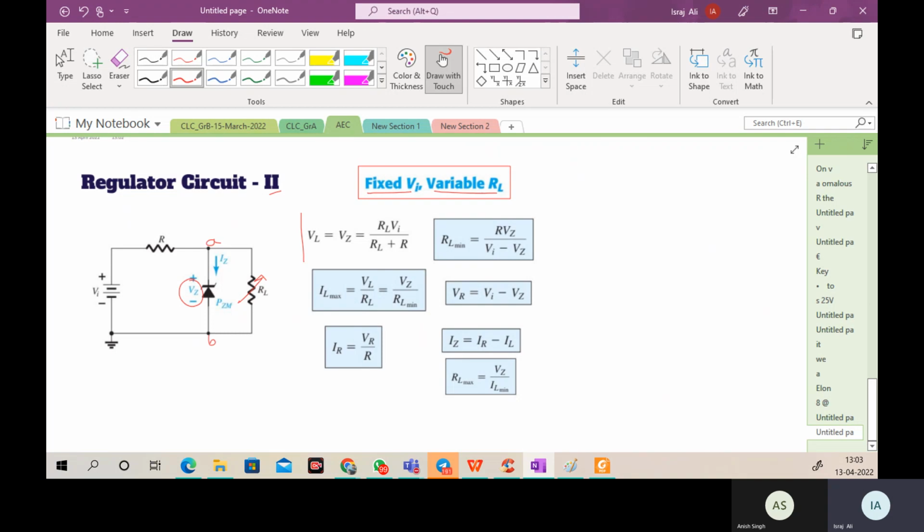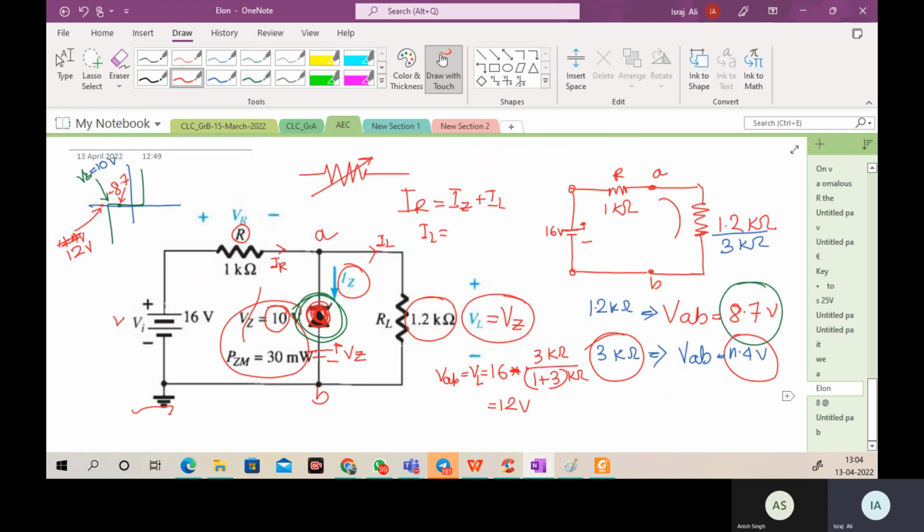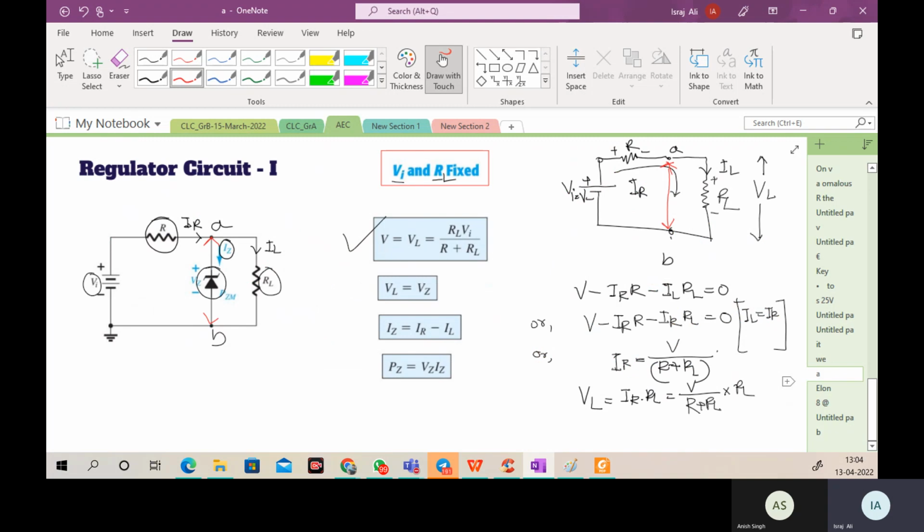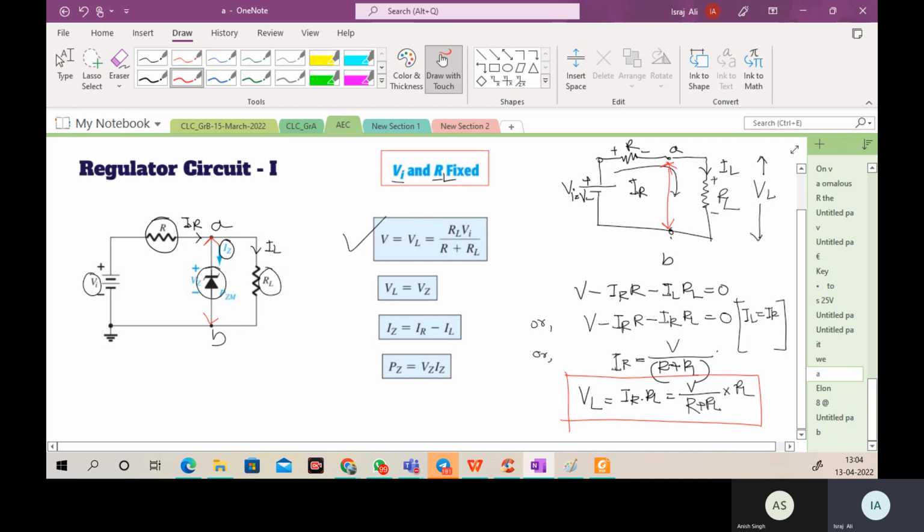Now look here. Once we remove the diode, we analyze the circuit and we get this equation. This is the designing equation. We saw this designing equation over here. So this is the basic designing equation of the regulator.